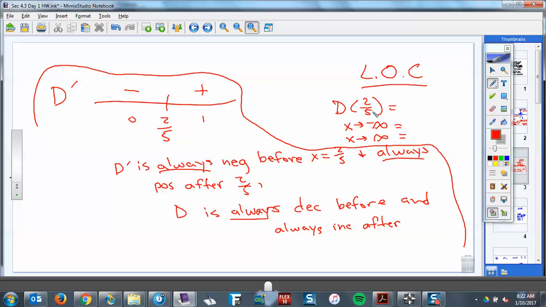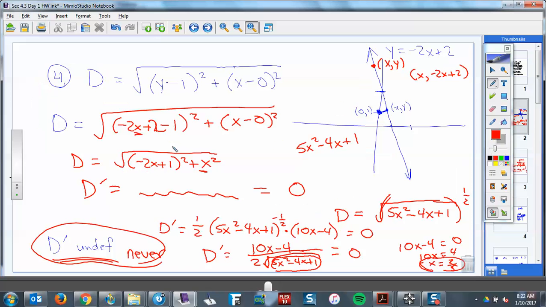But we could say this. You could do D of 2/5, right? And we could plug it into the D. And we could get that value, whatever that distance is. And then here you could say, this is going to infinity and this is going to infinity. Because back here, when x is way, way out here, what is that distance? That is getting larger and larger. And when x goes to infinity, you're on points way down here, it's going to infinity. So you could write that in words too.